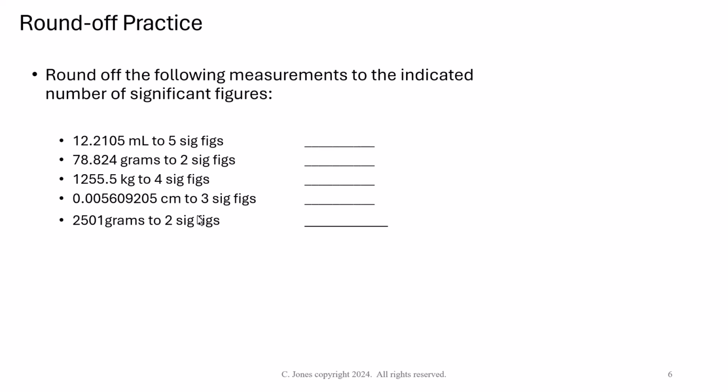Round 12.2105 mils to 5 significant figures. Here we have a 0, which makes our 5 significant figures. The next digit over is a 5, so we have to round up by 1. So this is going to be 12.11 mils. Next, 78.824 grams to 2 significant figures. It's just going to be the 7 and the 8. We see the next digit is an 8, which is greater than 5, so we round this up to 79 grams.